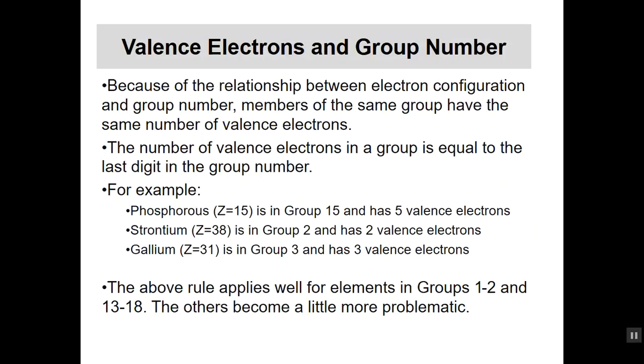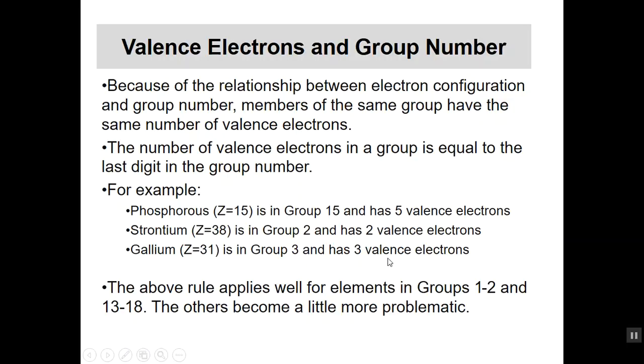So everybody in the same group has the same number of valence electrons. The number of valence electrons is just the same as the last digit in the group number. And so phosphorus, since it's in group 15, has 5 valence electrons. Strontium in group 2 has 2 valence electrons. Gallium, group 3, has 3 valence electrons. It just kind of keeps going.